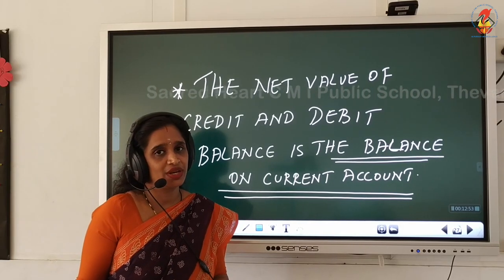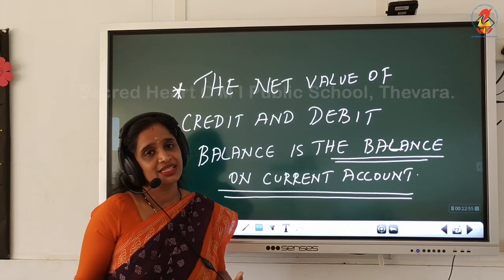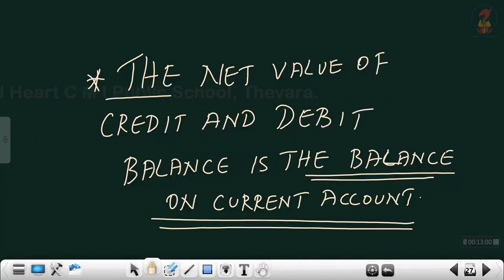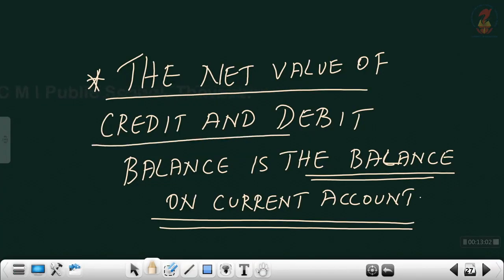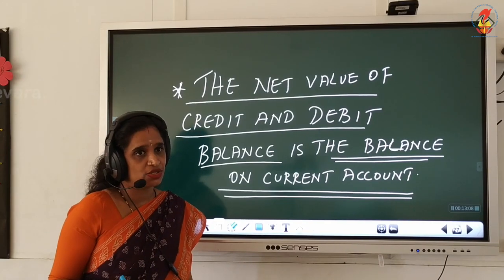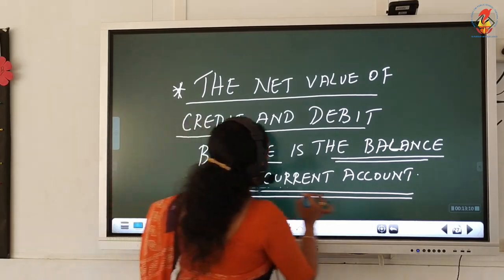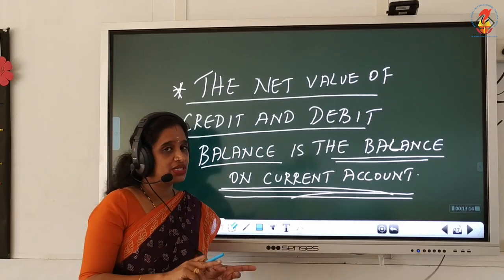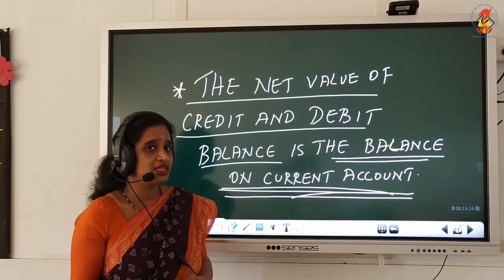When all these are equalized, there will be balance in the current account. So what is meant by balance in the current account? The net value of credit and debit balance. When both the credit side and the debit side are balanced, we can say there is a balance in the current account. To be more specific, I told you import of goods and services should be equal to export of goods and services.